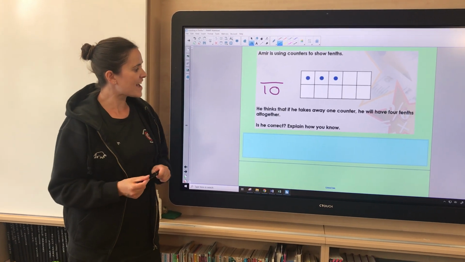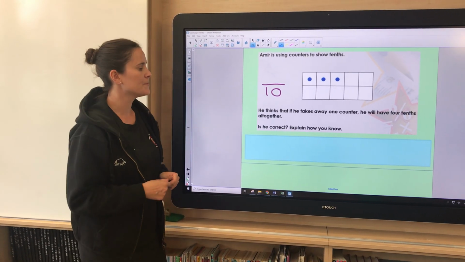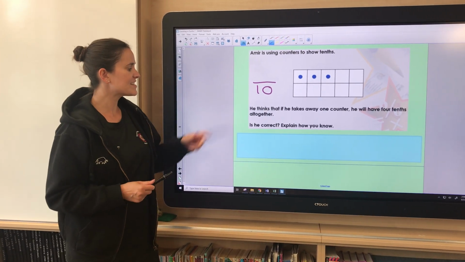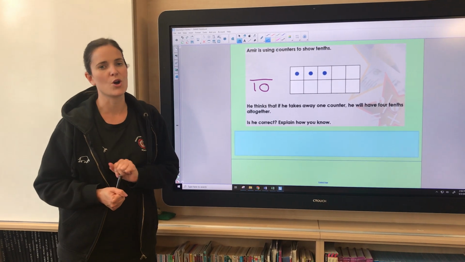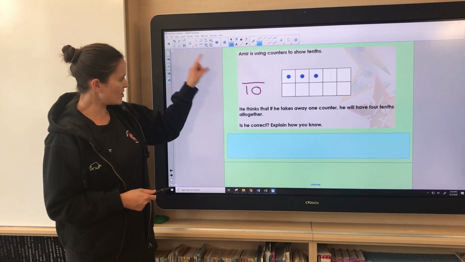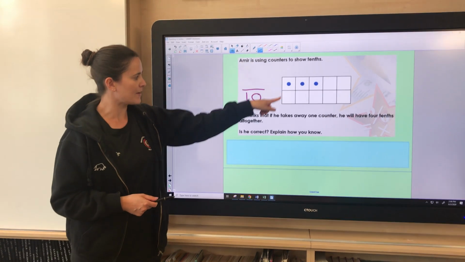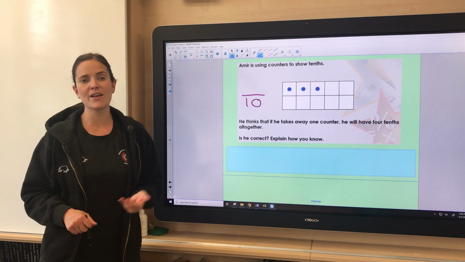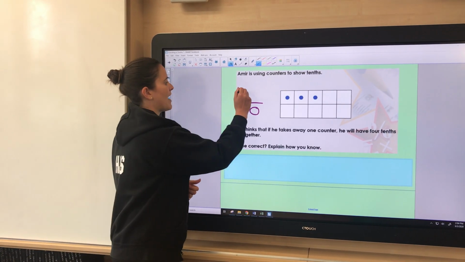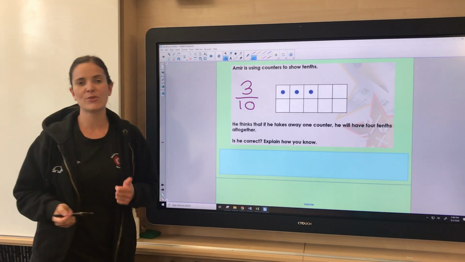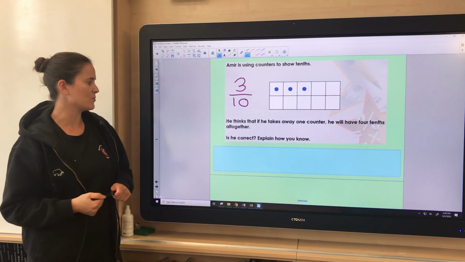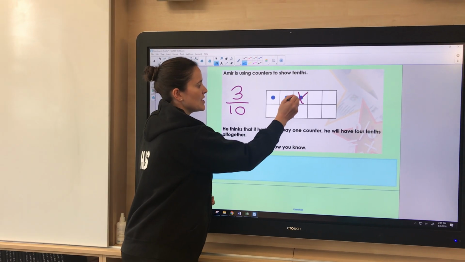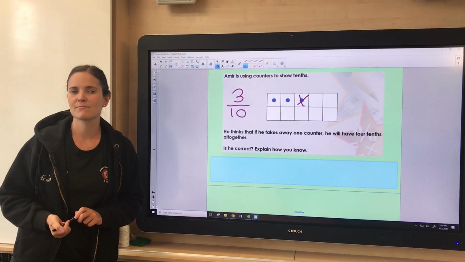Amir thinks that if he takes away 1 counter, he will have 4/10 altogether. Is he correct? Explain how you know. Well, we know that we have 10 pieces altogether, and we can see from the diagram here, he has got 3 blue counters already. So our numerator is going to be 3 to show those 3 blue counters. If he takes 1 away, he will have 4/10, he says.